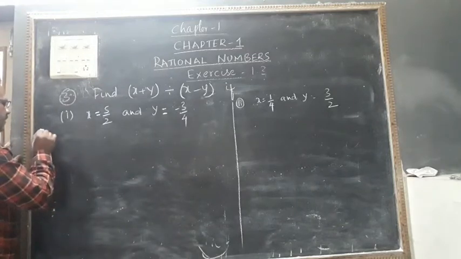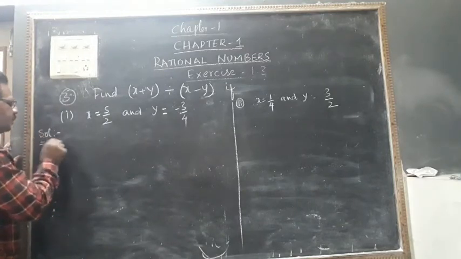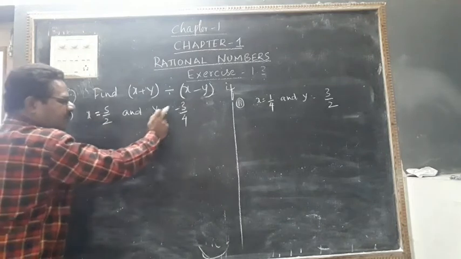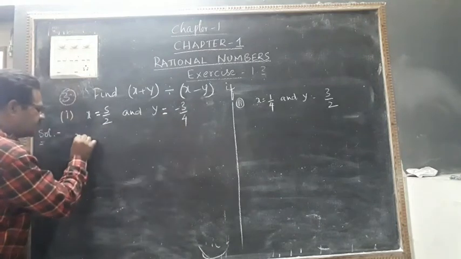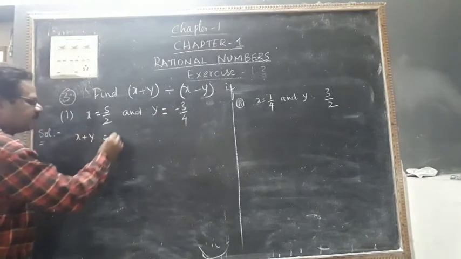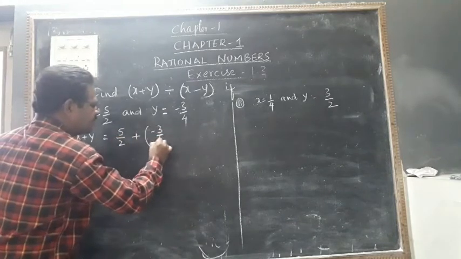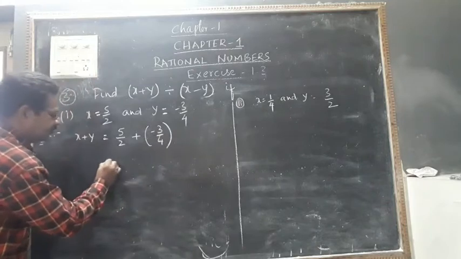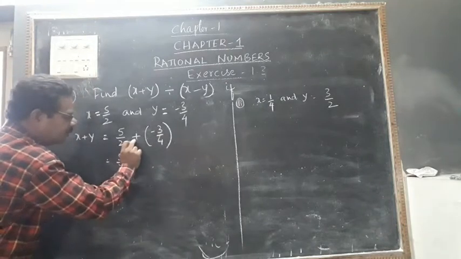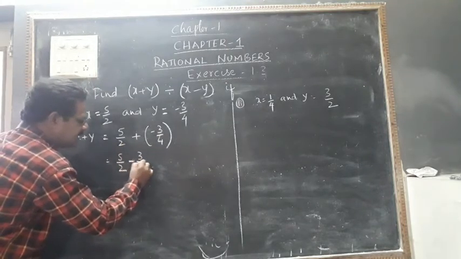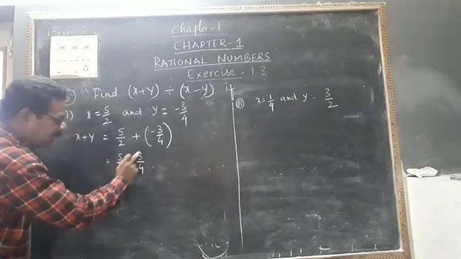Okay. For this solution, what to do? x is equal to 5 by 2 and y is equal to minus 3 by 4. First take this x plus y. x plus y is equal to 5 by 2 plus minus 3 by 4. Okay, that means 5 by 2 plus into minus, minus 3 by 4. So 5 by 2 minus 3 by 4.